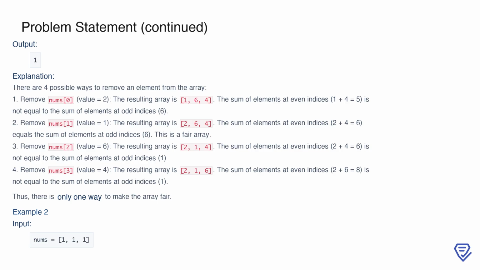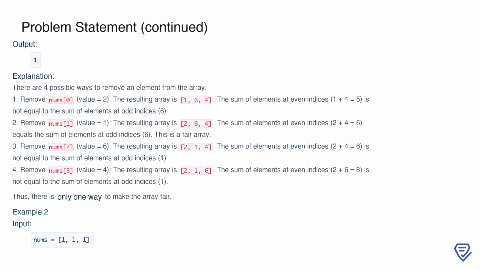The input array is 2, 1, 6, 4. There are 4 possible ways to remove an element, as we can remove any one of the 4 indices. When we remove the first element, nums[0], the resulting array is 1, 6, 4, where the sum of even indices is 5, and the sum of odd indices is 6. These sums are not equal, so this is not a fair array.